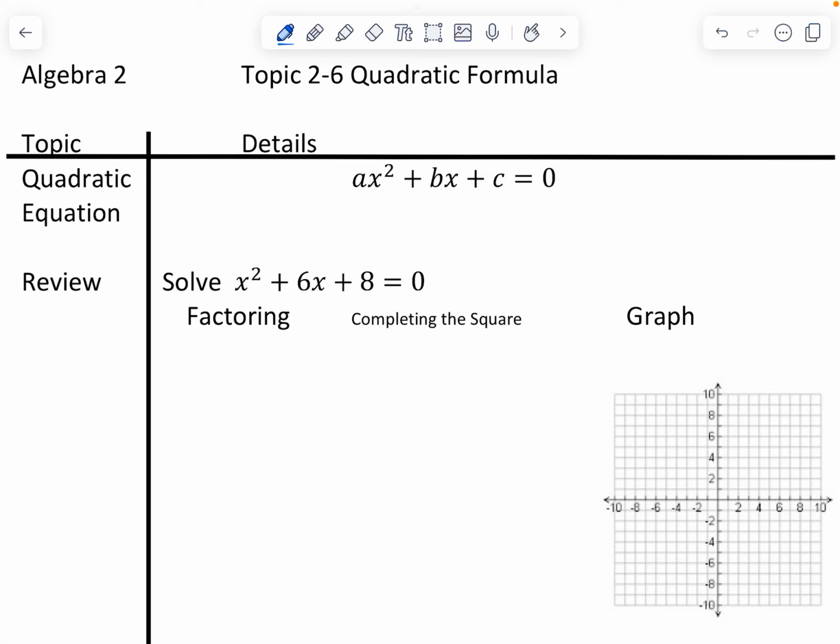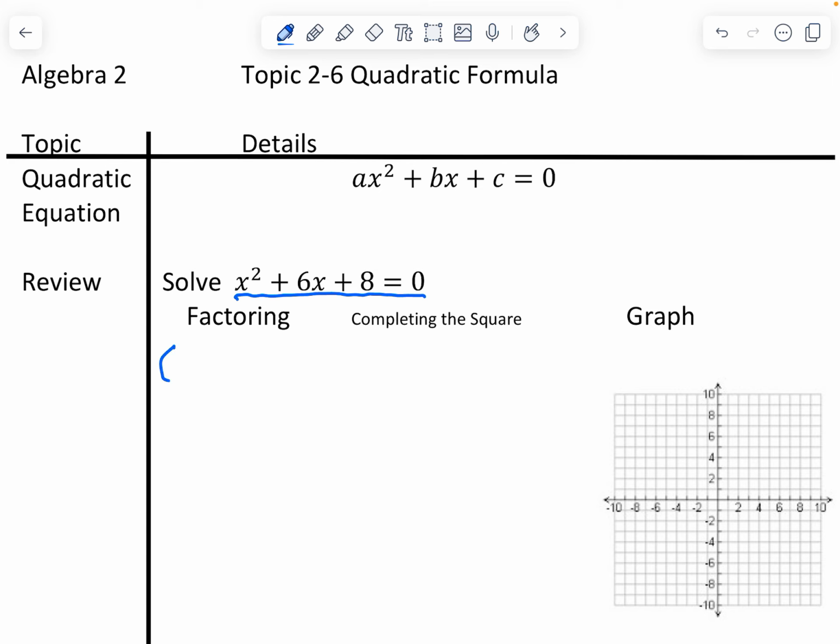We have been looking at quadratic functions, and recently we've been focusing on both their graphs and also solving quadratic equations. A quadratic equation is where you have ax squared plus bx plus c equal to 0. We've solved it in several different ways. We've factored to solve, we've completed the square to solve, and we've graphed to solve. So let's take this equation, x squared plus 6x plus 8 equals 0, and let's solve it all three ways just to review.